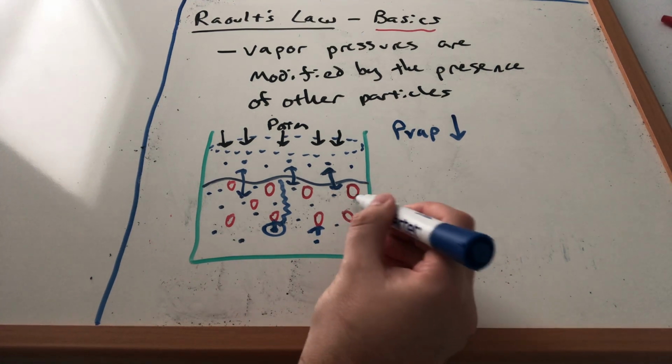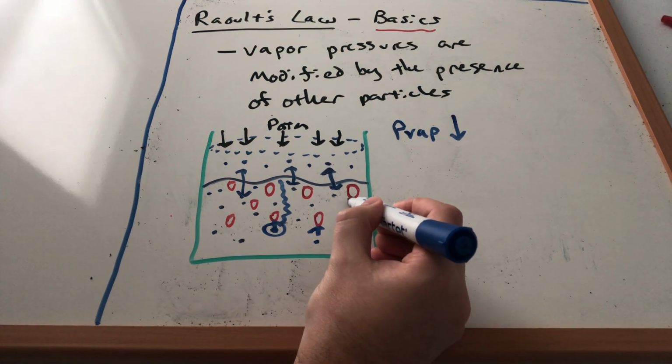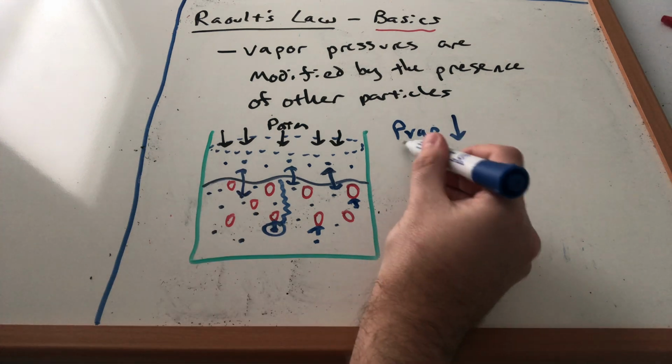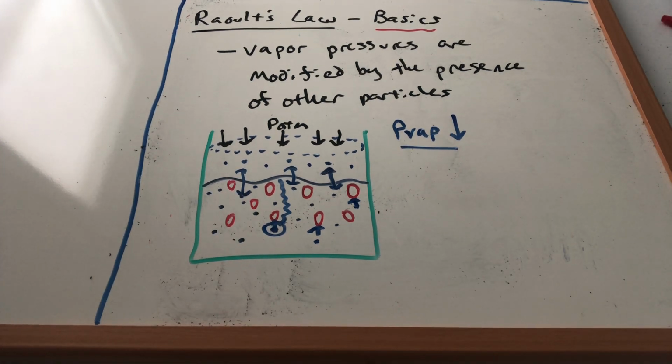There's also these particles on the surface. These are more important ones. Those definitely block these particles from getting to the surface. If they can't get to the surface, they can't enter the gas phase, and so P-vap goes down.